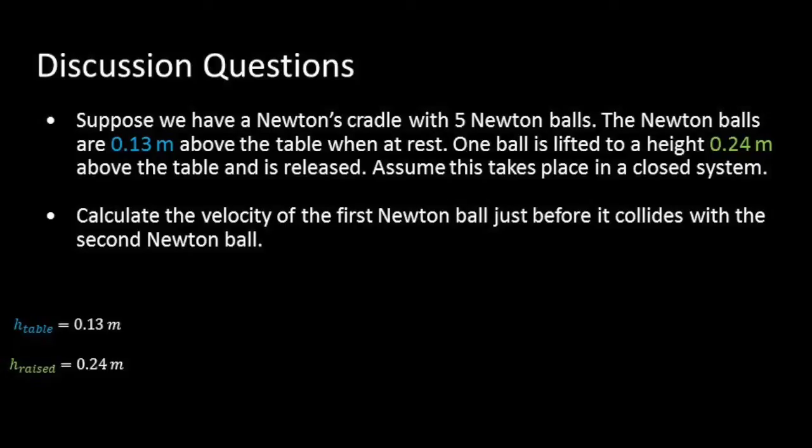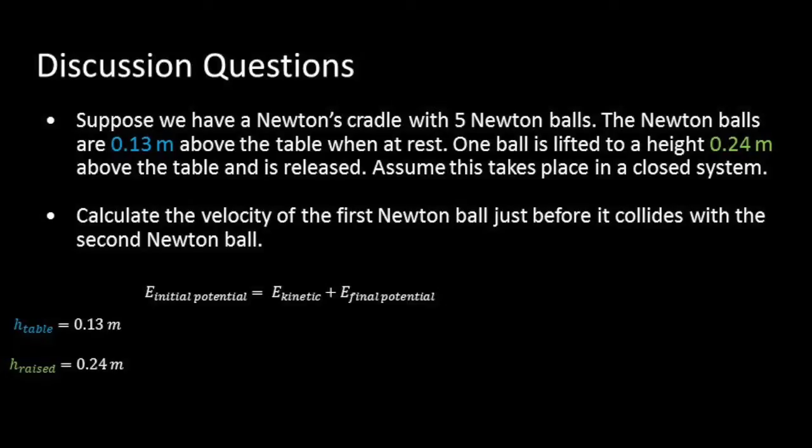Let's work through a simple problem. Suppose we have a Newton's cradle with 5 Newton balls. The Newton balls are 0.13 meters above the table when at rest. One ball is lifted to a height of 0.24 meters above the table and is released. Assume this takes place in a closed system. Calculate the velocity of the first Newton ball just before it collides with the second Newton ball.